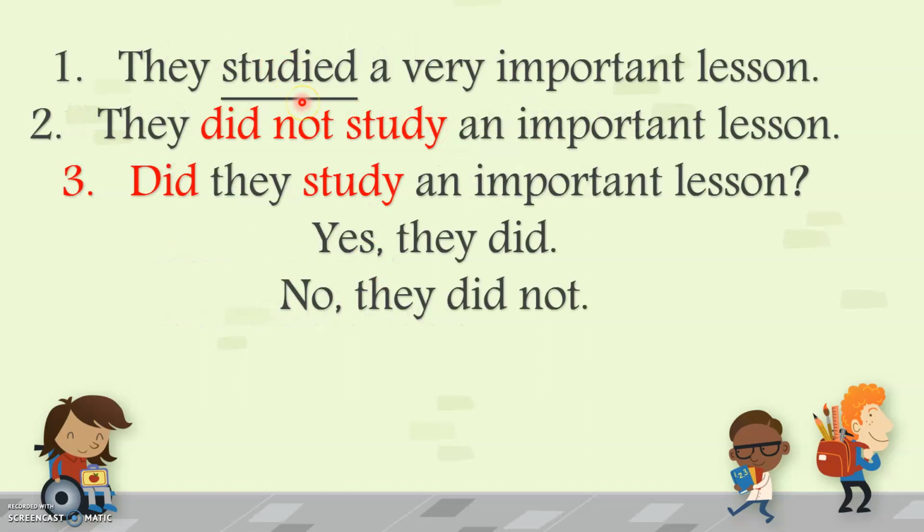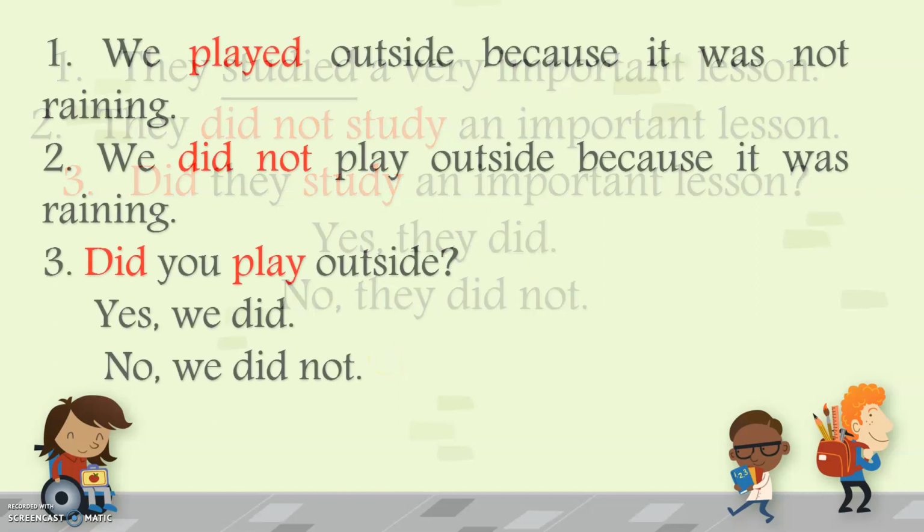They studied a very important lesson. To change the sentence into the negative form, we need to add didn't. They didn't study an important lesson. If I want to make the yes or no question, we need to start with did, then the subject, then the base form of the verb. Did they study an important lesson? The answer should be yes or no. Yes, they studied in the past, or no, they, the negative form, didn't study.